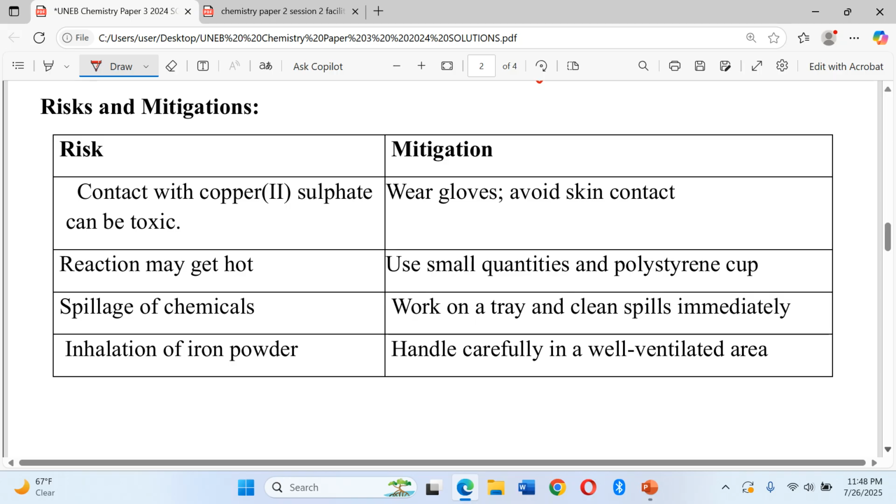These ones I no longer waste much time on them, because you're the one who knows what material, which apparatus you are using, what are some of the risks that may occur. Is this one, that the reaction may get very hot. If you know that it may be very hot, then use small quantities. Then, since we don't have polystyrene in camp, we have used the plastic beaker.